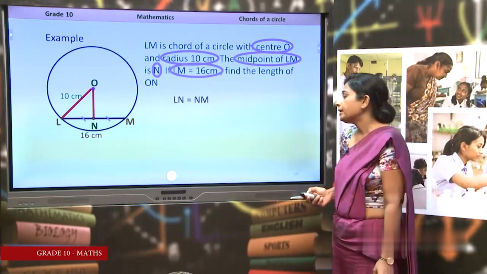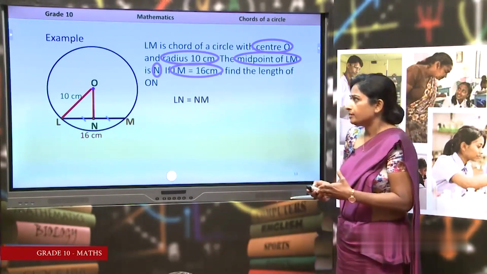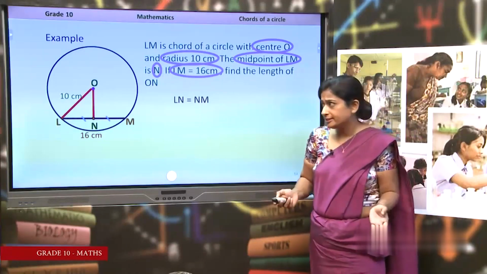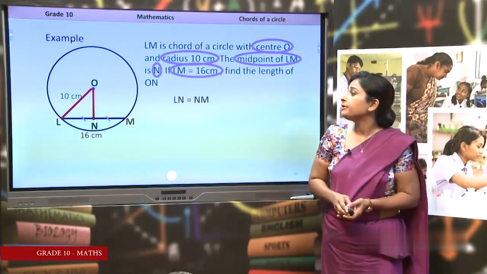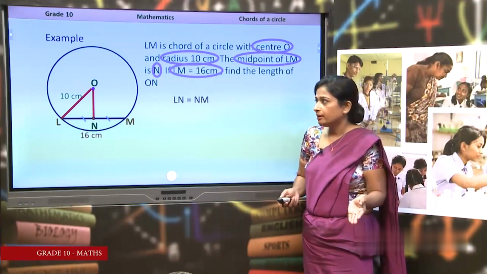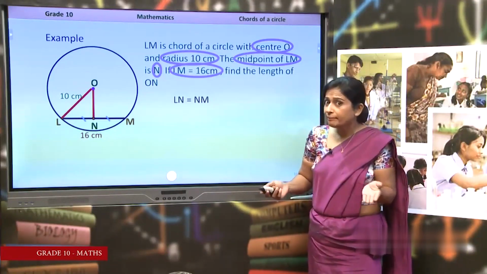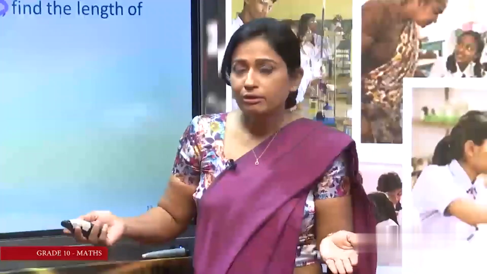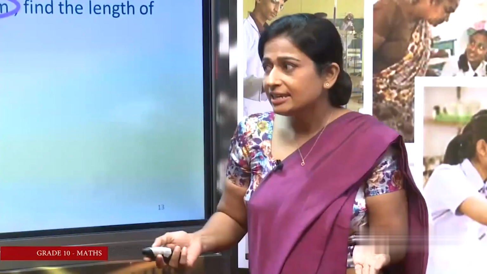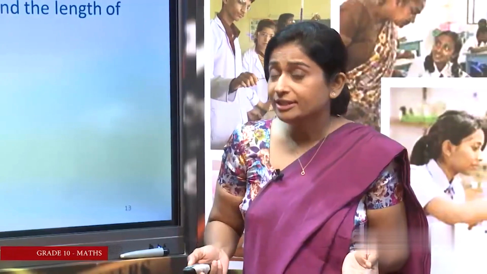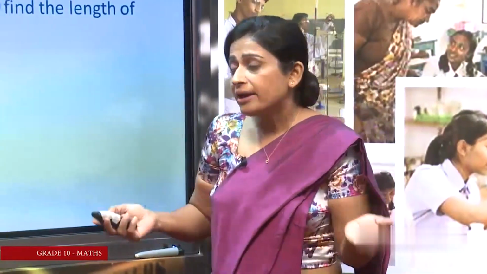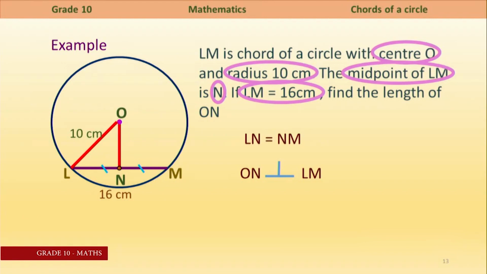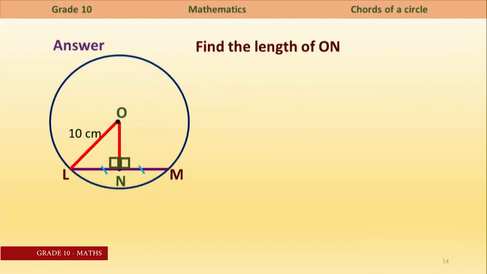Let's see how to find it. Here you should understand whether we can apply the theorem you learned today. The center and the midpoint of the chord have already been joined. If you have such a situation, you can apply the theorem. Then you can say that line is perpendicular to the chord. Here you can say ON is perpendicular to LM. That means the angles ONL and ONM are 90 degrees. Then we have to find the length of ON.